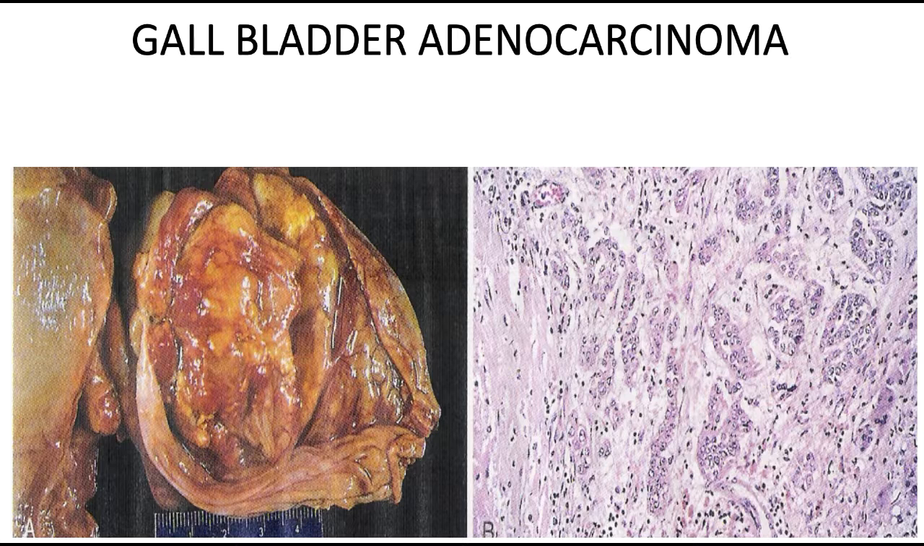The second picture is the histology of carcinoma, adenocarcinoma. So the glands, the epithelium, are showing pleomorphism, hyperchromatism, and plenty of mitotic figures. So this is a poorly differentiated carcinoma arising from the gallbladder.